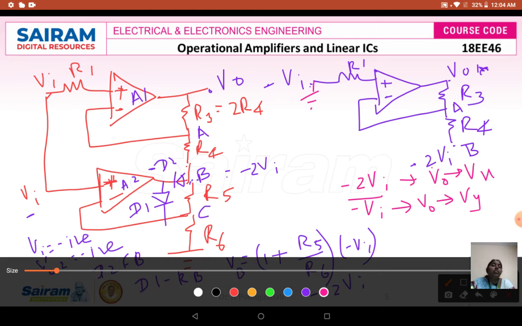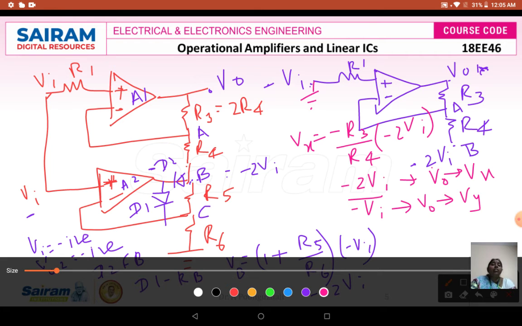Now this is going to act like an inverting amplifier. The signal is going to be fed through your input resistor to your inverting terminal. That means it is going to act as an inverting configuration. So I can write my Vx is equivalent to minus feedback resistance R3 divided by input resistance R4, and the signal is minus 2 VI.